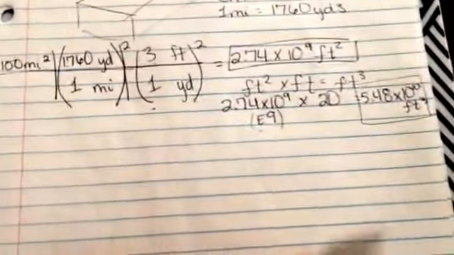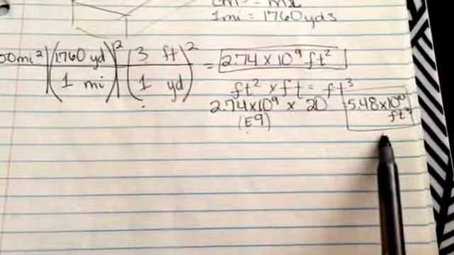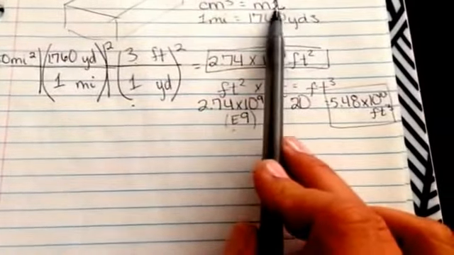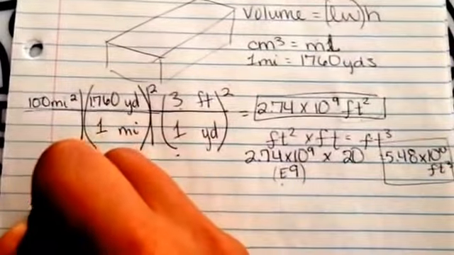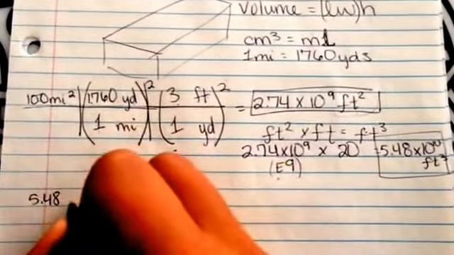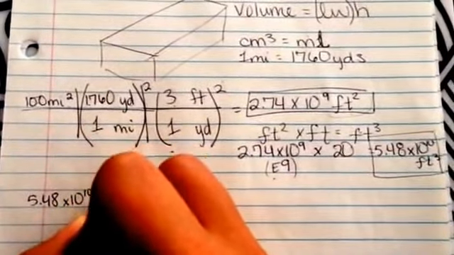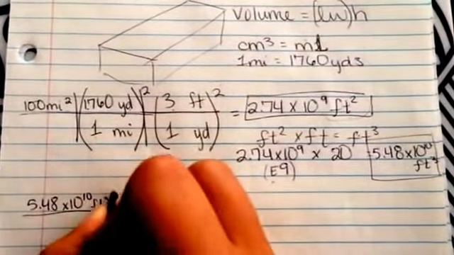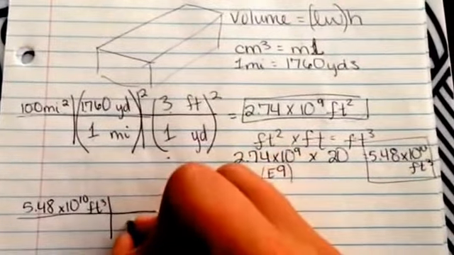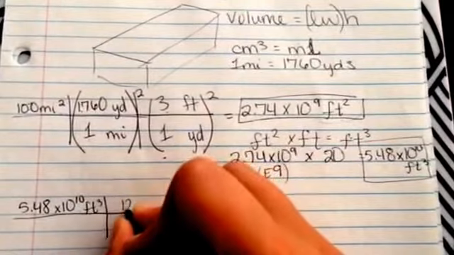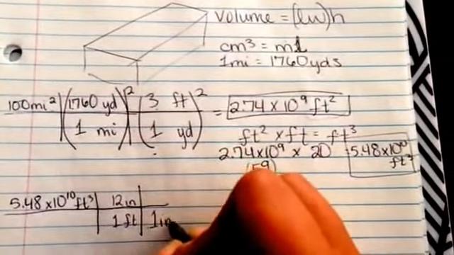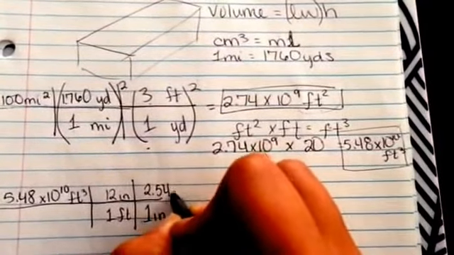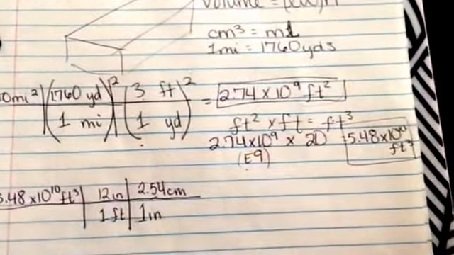So what we're going to do with that information is now we need to get feet cubed into this centimeter cube so that we have an easy conversion to milliliters. So I'm going to take my number. I'm going to say 5.48 times 10 to the 10 feet cubed. I know in 1 foot there are 12 inches. In 1 inch there are 2.54 centimeters. Now these are all things that you can look up.